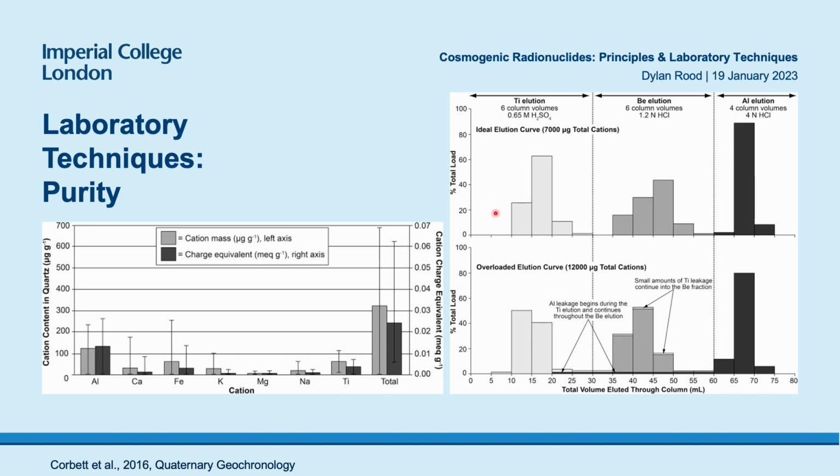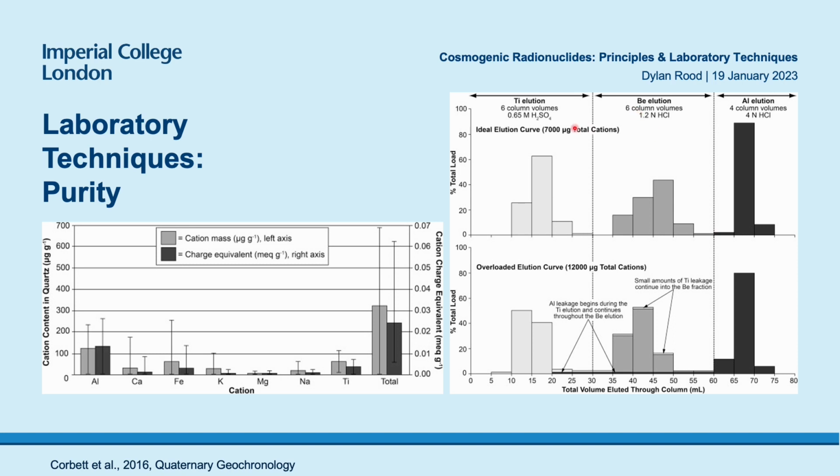This on the right is what's called an elution curve. Maybe some of you have seen this, maybe not. Basically, the x-axis is the volume of solution that's been passed through the column, increasing to the right, and the y-axis is the percent of the total load. The upper one is an example of a really clean elution curve, whereby you have a very nice peak of titanium that's very separated from the peak of beryllium, which is very isolated from the peak of aluminum.